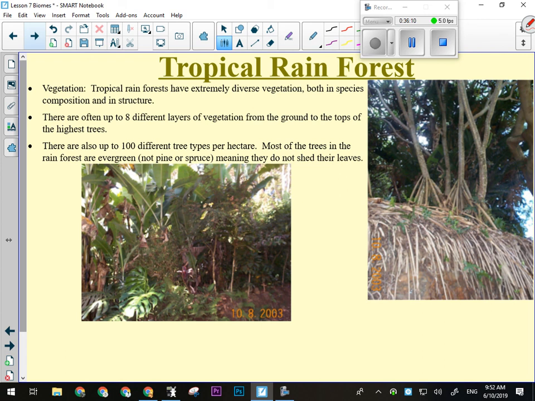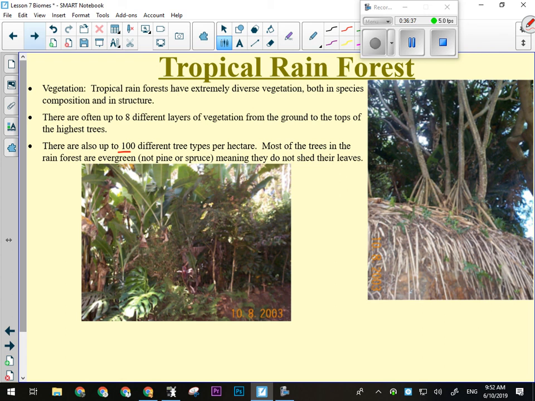You go to the tropical rainforest and there could be up to 100 different tree types per hectare. To give you an idea, a hectare is roughly the area of a football field. 100 meters by 100 meters is a hectare. So roughly the area inside the running track. There are up to 8 different layers of vegetation from the ground to the tops of the trees. So we're talking about really, really dense, thick vegetation.